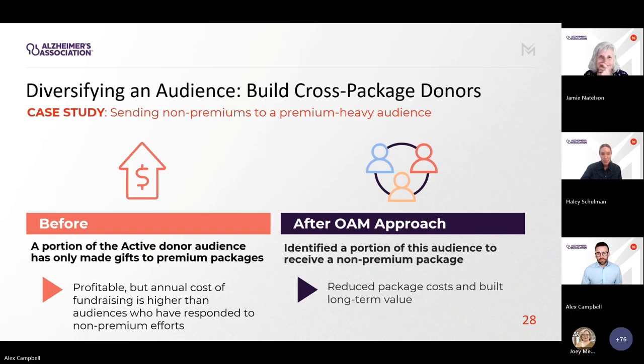So building cross-package donors. A second case study is going to look at donors who had only ever responded to premiums. Using the model, we identified a portion of that audience to test with the non-premium offers, and that helped us build new behavior, getting donors comfortable without giving an incentive. And the result was cost savings now with a better long-term value later.